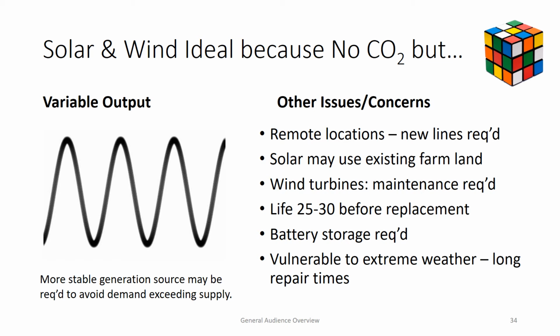So what are some other issues with renewables? Remote locations. You might need new transmission lines, for example. Solar likes to have open areas, ideally existing farmland. So society, do we want to take out farmland and put in solar? Wind turbines have regular maintenance required. That's no surprise. The life of both solar and wind is about 25 years. There's battery storage required, and both of them, particularly wind, are subject to extreme weather.